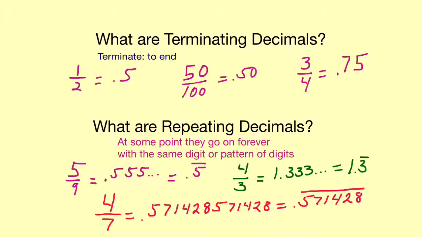Now this is an interesting one. 4/7 is 0.57142857142857, and on and on and on. So when we write that, we would write it as 0.571428 with a bar over all of those numbers.